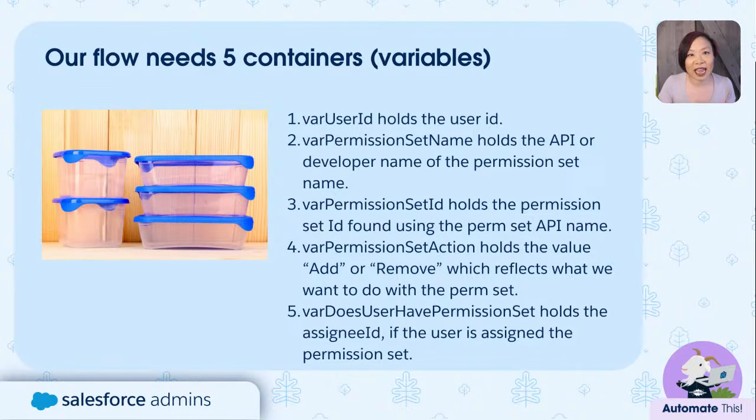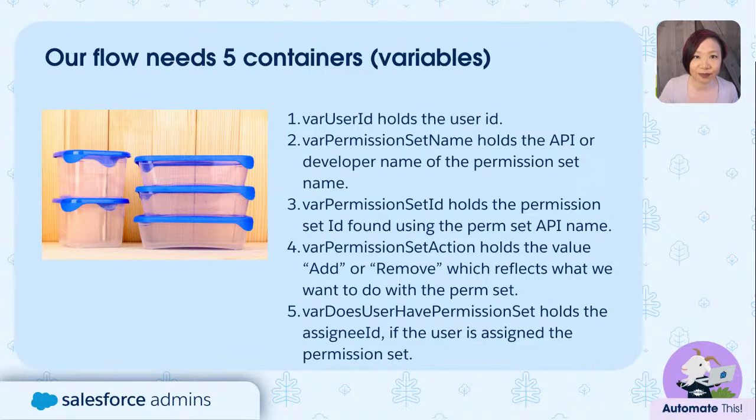And I name my variables using a certain naming convention. So I start all my variables with VAR lowercase, and then I camel case whatever the item is. So my first variable is var user ID, and that will hold the user ID. Var permission set name will hold the API name or developer name of the permission set. Var permission set action will hold either the value add or remove, which reflects what we want to do with the permission set.